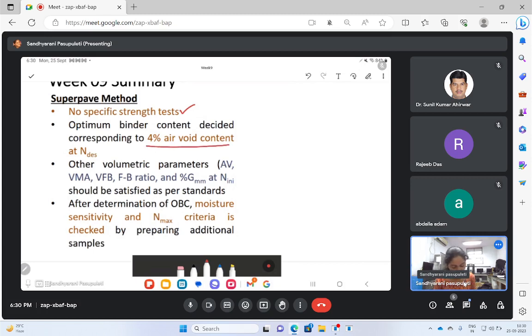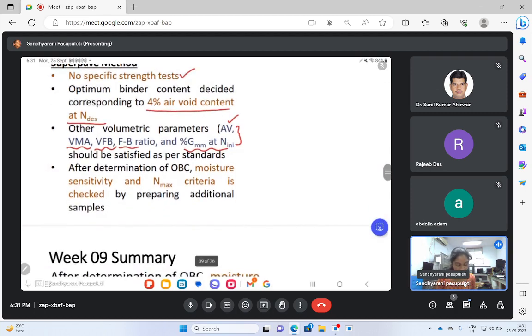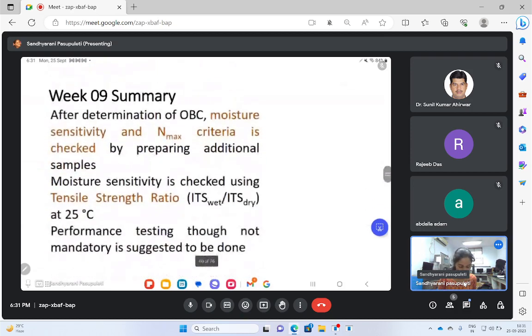So the 4% air voids corresponding to N design gives the optimum binder content, and at that binder content we expect that all the other volumetrics like air voids, voids in mineral aggregates, voids filled with bitumen, the fines to dust ratio and also GMM at N initial should be satisfied, and certain specification tables have been given. So after determining and finalizing the OBC, the moisture sensitivity and N maximum criteria are checked by preparing the samples.